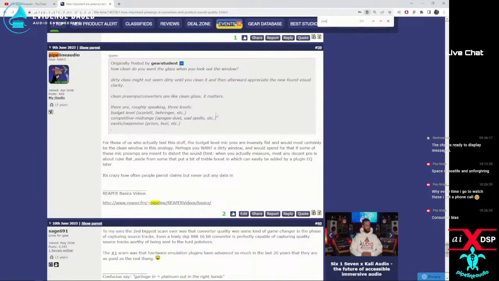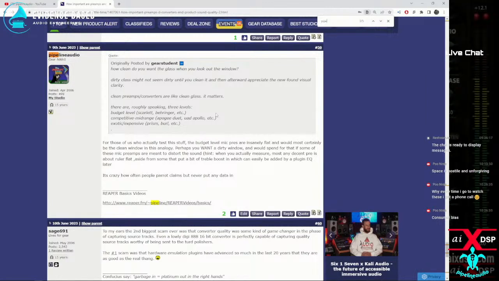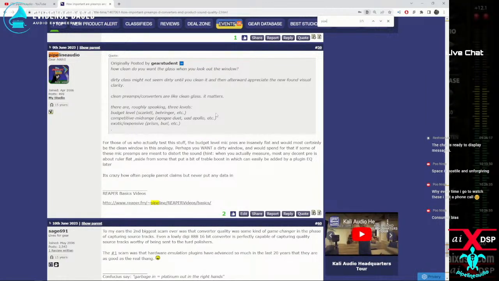So you say dirty glass might not seem dirty until you clean it and then afterwards appreciate the newfound visual clarity. These are all good claims, but when you make this claim, you've got to provide evidence. You have to show that this thing has more fidelity than the thing you're comparing it to. It says clean preamps and converters are like clean glass. It matters. That's your claim. You've got to bring some evidence.